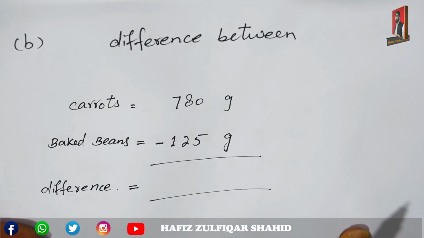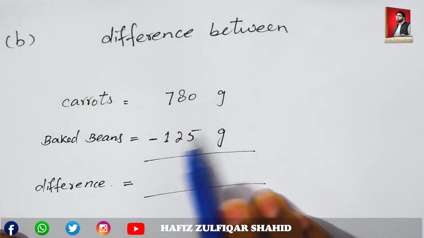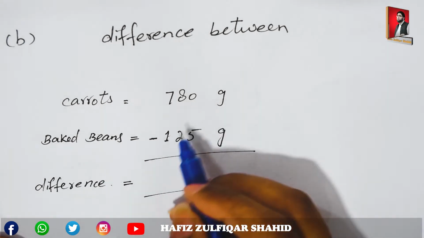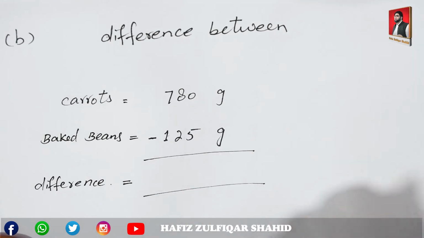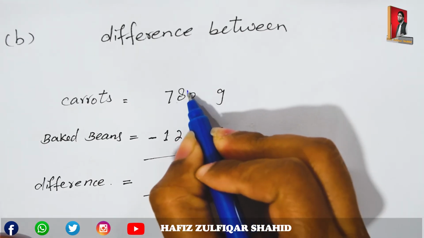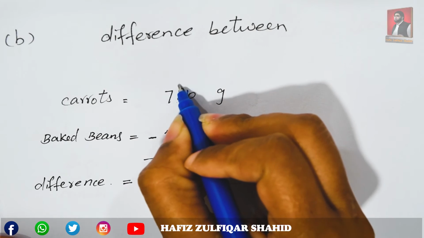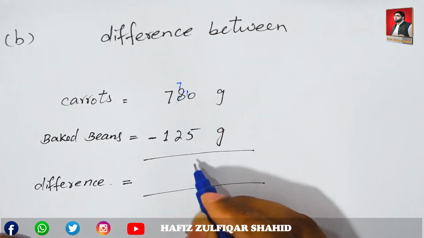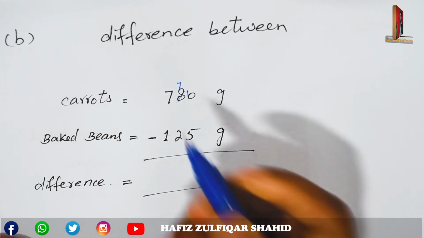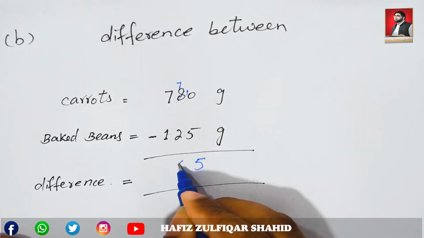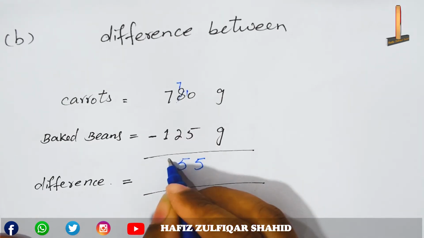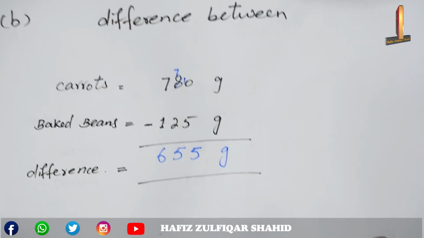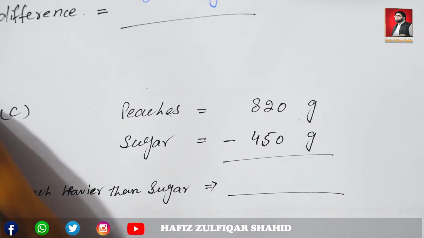Here we have carrots weight is equal to 780 gram, baked beans weight is 125 gram. Let's subtract to find its difference. Take a borrow from 8, reduce its value to 7. Now subtract 5 from 10 equal to 5, 2 from 7 equal to 5, 1 from 7 equal to 6. It means the difference is 655 gram.